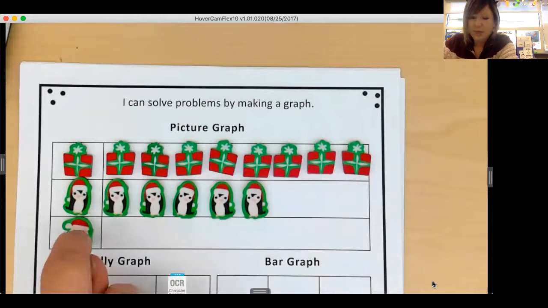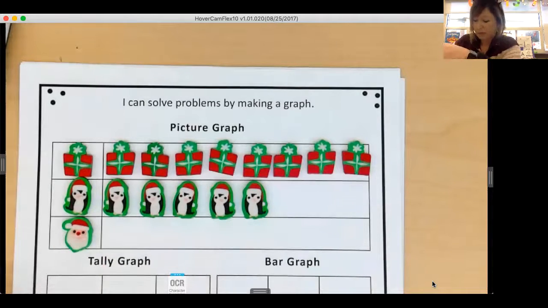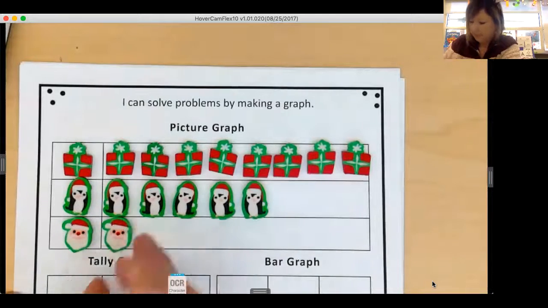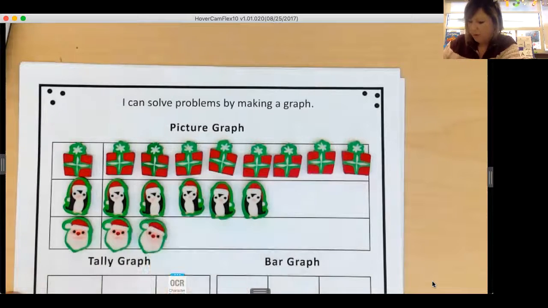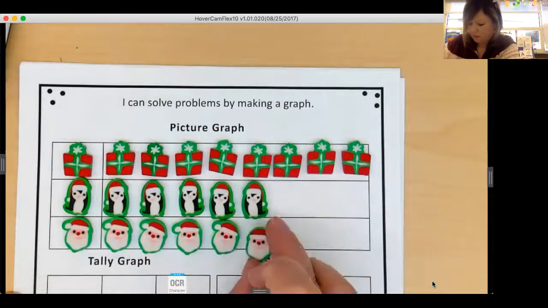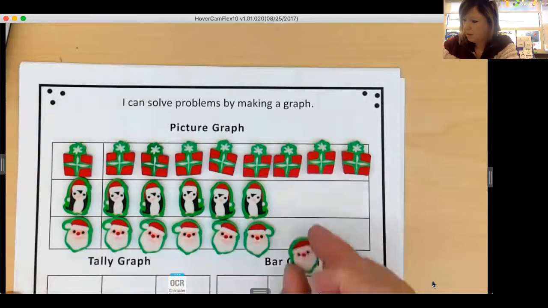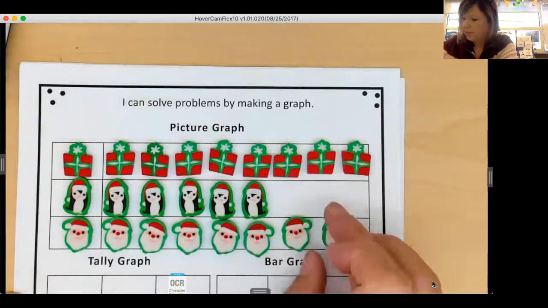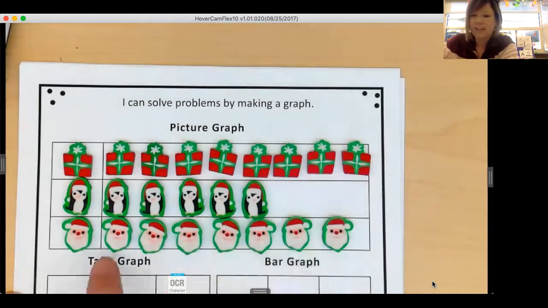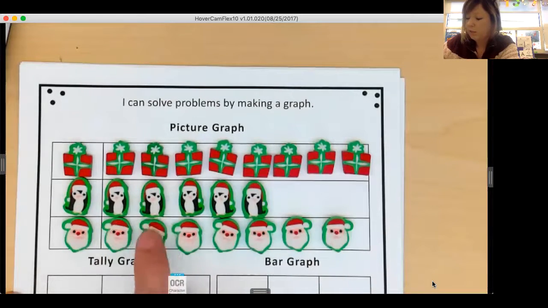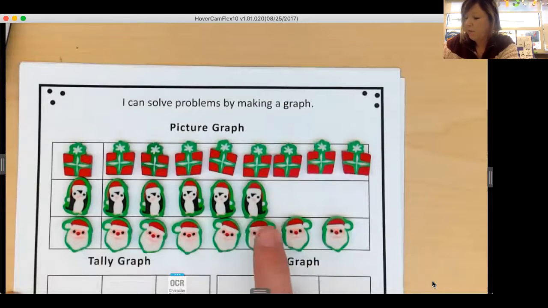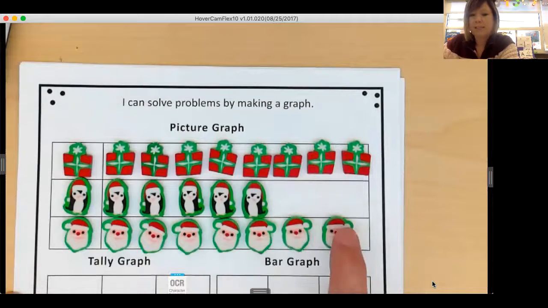And this is my picture of my Santa. I'm not going to count him. I'm going to put all my Santas that I have on my graph. Okay, and now we're going to count how many we have in the data, not the picture. So start here. 1, 2, 3, 4, 5, 6, 7.